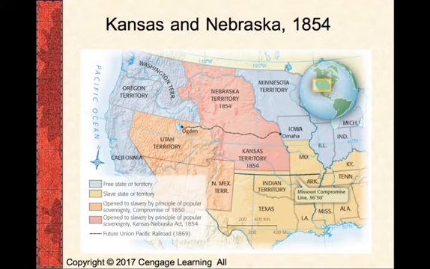Here's the map that's on page 292 in your book. Here's the territory that we're talking about. Before Douglas, all this was still relatively unorganized territory. It was open for settlement, but people weren't really flocking there. All this was determined by the Missouri Compromise, this line right here, that nothing above this line, 36°30', would be slave territory.